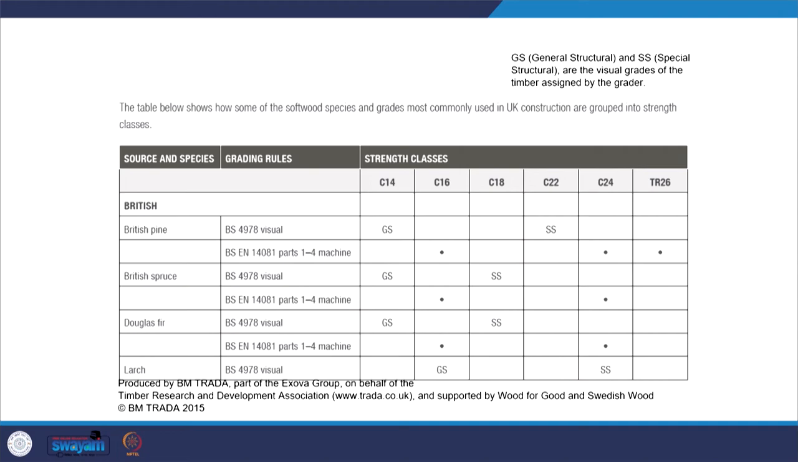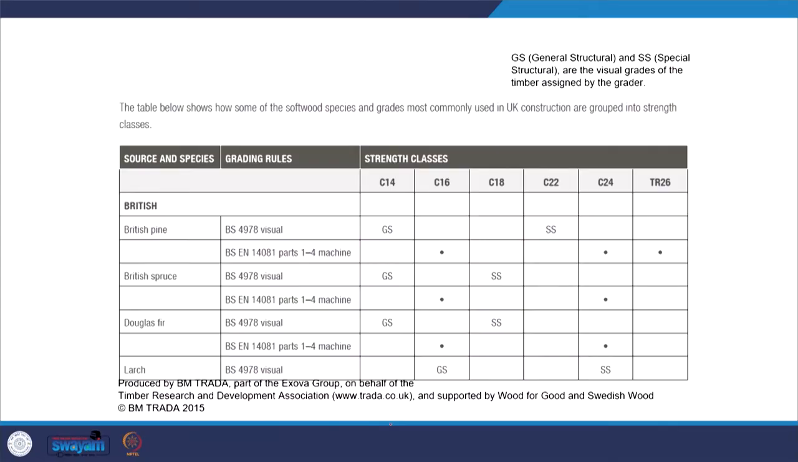So in the British context, we have British pine, British spruce, Douglas fir, and larch, and we have the strength classes C14, C16, C18, C22, C24, and TR26. In that way, there are general structural and special structural properties which determine these visual grades.